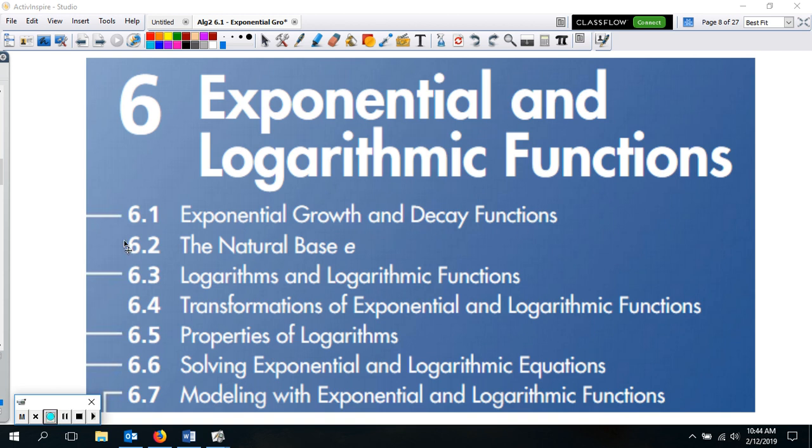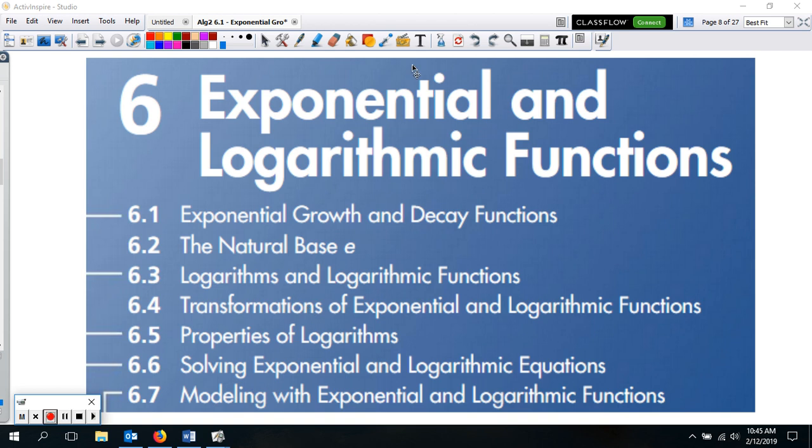But as we go through Chapter 6, we'll be looking at different things, specifically the logarithmic functions, or logarithms. So 6.3, 6.4, 6.5, and 6.6 have that. Eventually we'll be solving equations with exponential and logarithmic functions. We're going to be getting into some graphing again today, and we'll be looking at some transformations of the graphs eventually in 6.4.